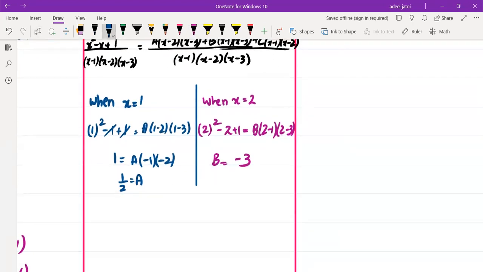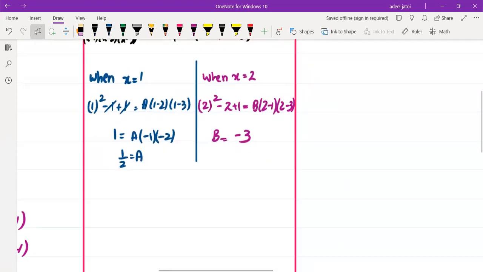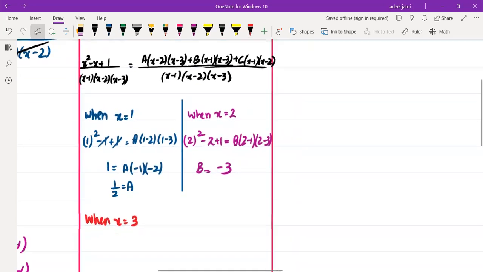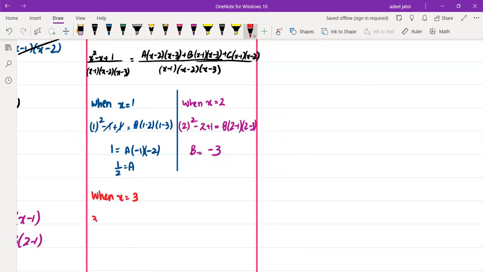On the other hand, if you note, when x is equal to 3, if we substitute in the brackets of a, it will be cancelled. We substitute in the bracket of b, it will be cancelled. You will be left with c only. So that means 3 whole square minus 3 plus 1, and that can be written as c, 3 minus 1 and 3 minus 2. So the value of c is 7 upon 2.